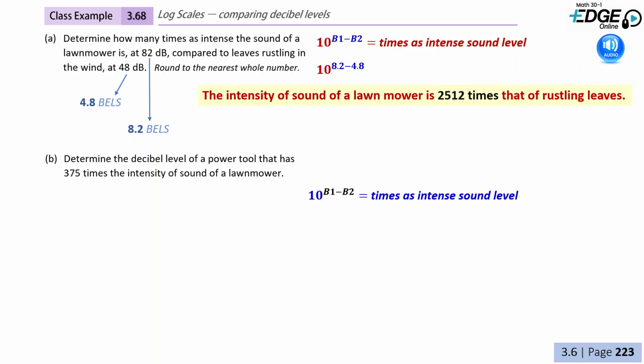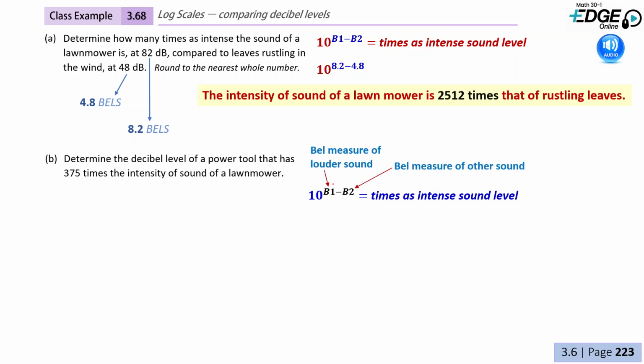Okay, so now let's look at the next one. It says determine the decibel level of a power tool that has 375 times the intensity of sound of the lawnmower. So now in this case, they've given us how many times as intense it is. This is going to be similar to one we did with the Richter scale as well, when it was how many times as intense was the earthquake. So this one's how many times as intense is it.